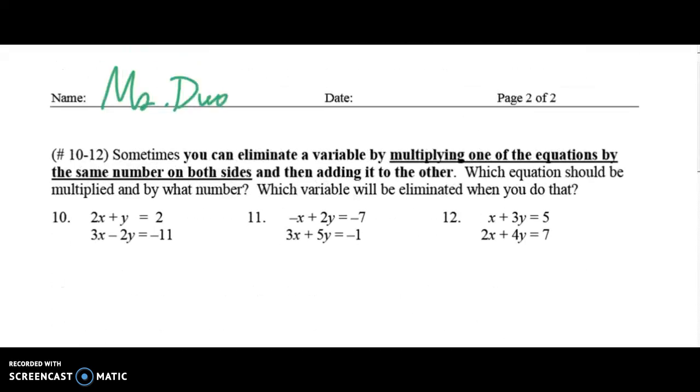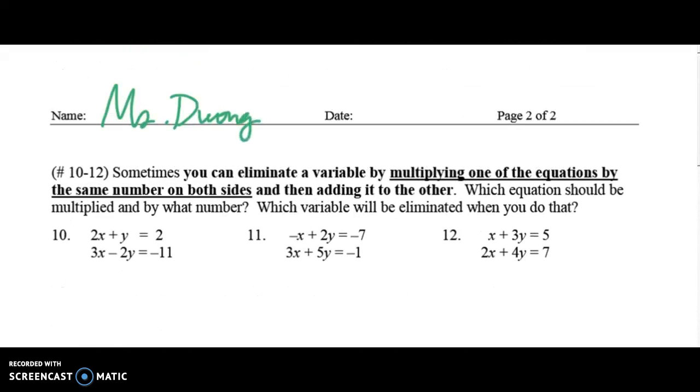Alright, so here's the second half, or part 2, of activity 6.3.4, the mechanics of the elimination method. So sometimes you can eliminate a variable by multiplying one of the equations by the same number on both sides and then adding it to the other equation. But which equation would be multiplied and by what number? You also have to ask yourself which variable would be eliminated when you do that.